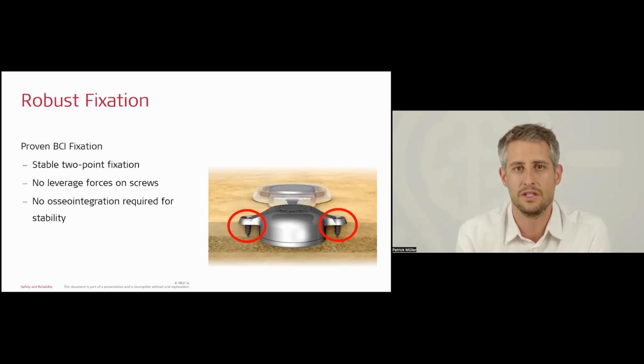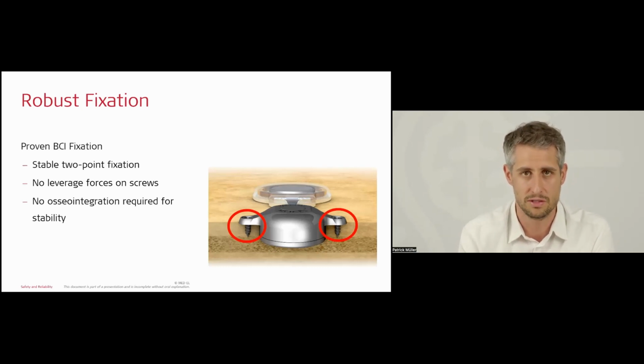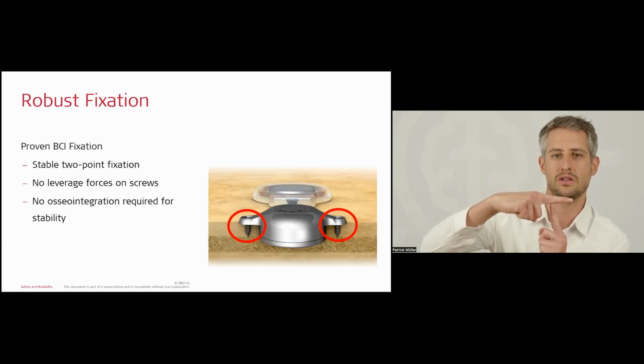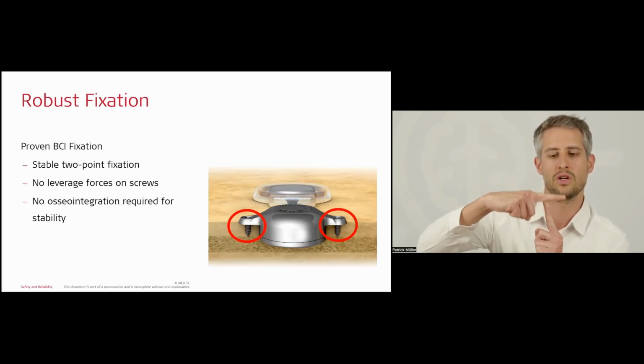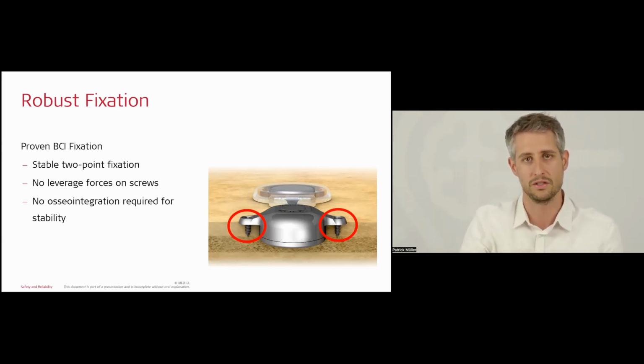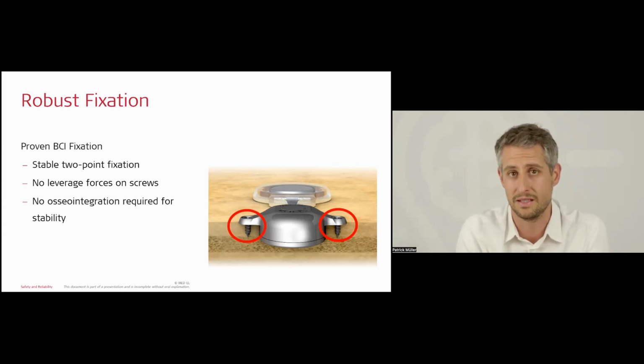The other thing which is very important here is the robust fixation. And here we believe in a 2-point fixation. So we are using 2 screws in order to fix our implant. And also here, this has leverage reasons. So there is no leverage force on the screws. If you would imagine, for example, that the transducer only sits on 1 screw, then of course, if you get impact from the outside, this could cause leverage and forces on the screw, and the connection could get loose.